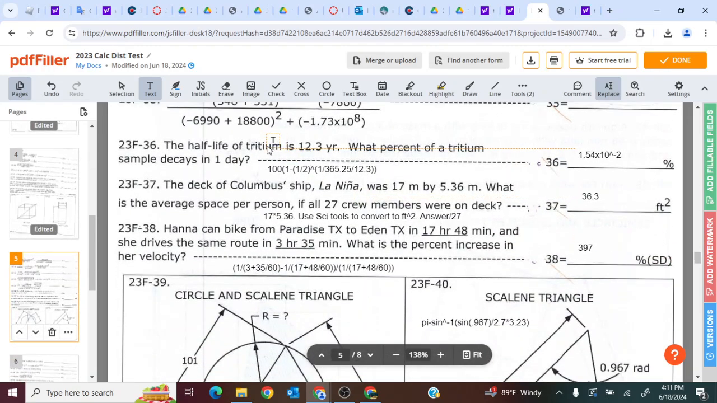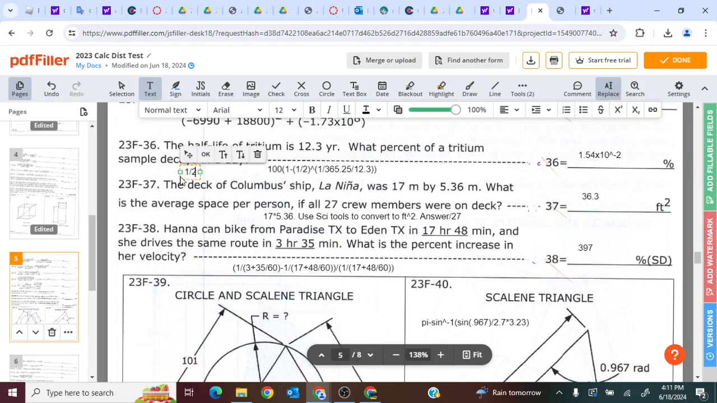Okay, the half-life of tritium is 12.3 years. What percent of a tritium sample decays in 1 day? Well, basically you can think of it as the decay being 1/2 to the power of time over 12.3 years. Because if 12.3 years pass, the tritium would decay in half, as shown here. However, this also needs to be converted into days because there's only 1 day.